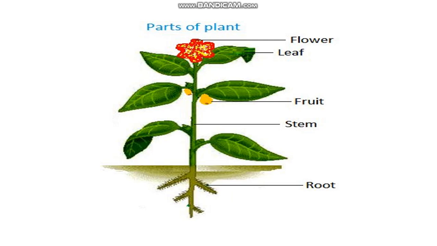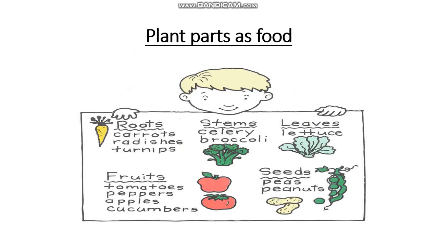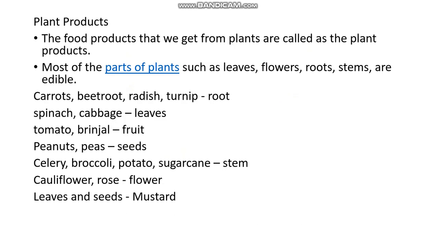This is the part of a plant. We can see the different parts of a plant, for example, flower, leaf, fruit, stem, root, etc. What are the different plant parts we can get as food? Roots, for example, carrot, radish; stem, celery; leaves, lettuce; fruits, tomatoes, apple, cucumber; seeds, peas, peanuts.